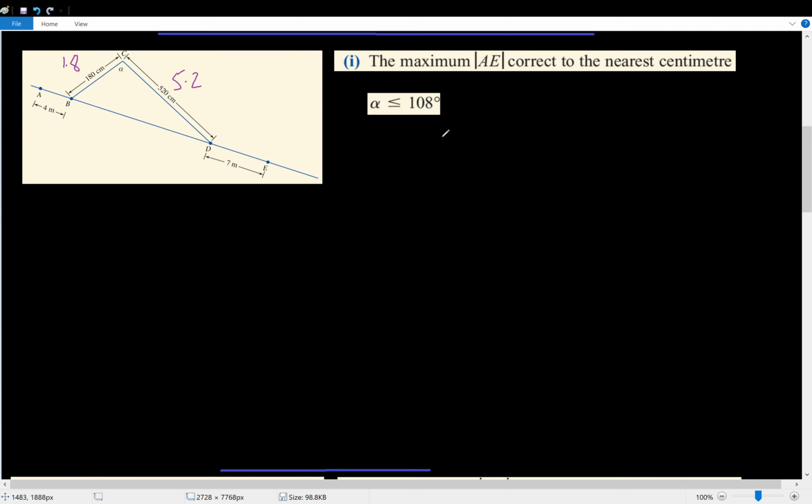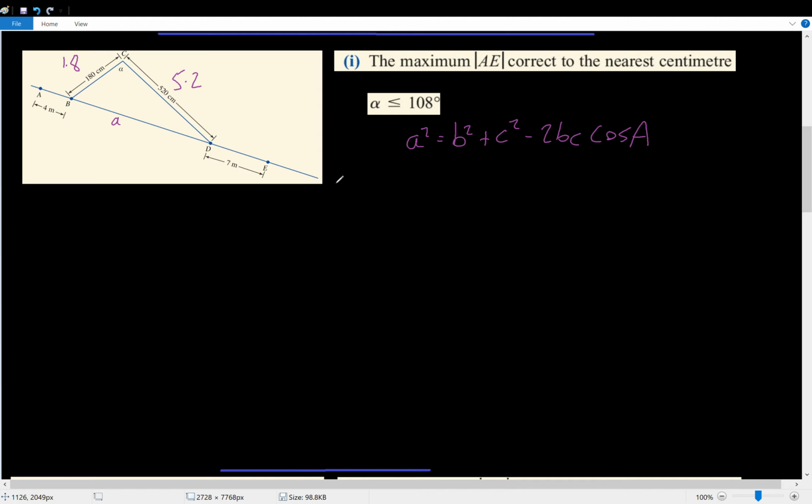The cosine rule says that a squared is equal to b squared plus c squared minus 2bc cos A. And this holds for any given triangle. So we're going to be able to use it for this triangle to get the length of our side A, which is the side BD. So we can just call this A for now.